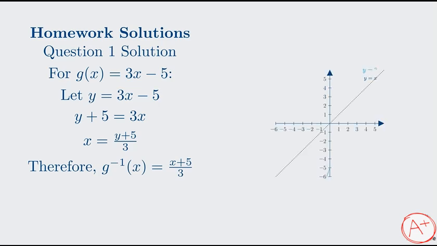Observe the graph. We have our original line, the dashed line, y equals x, and the inverse function. Notice that the points (0, -5) and (-5, 0) are perfect reflections of each other.